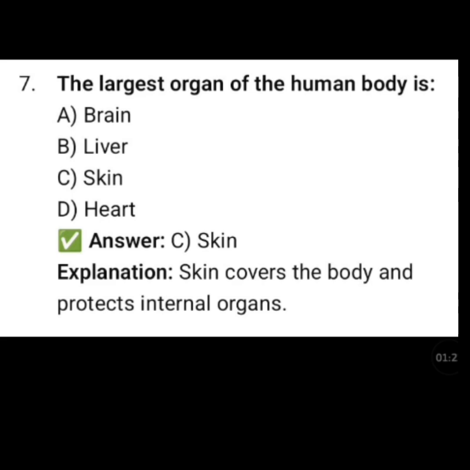The largest organ of the body is: brain, liver, skin, heart. The correct answer is option C, skin. Skin covers the body and protects internal organs.